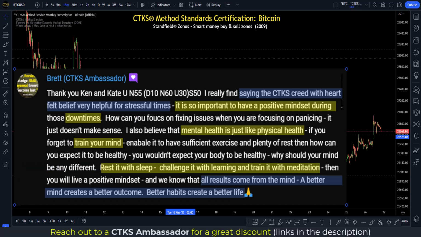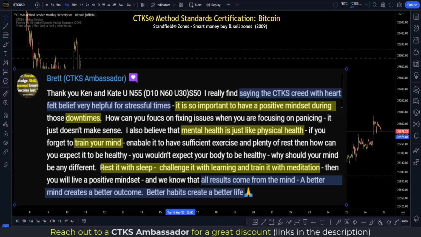We created the CTKS Creed because it's all about informing you that there is a better world out there. If you feel the world is against you, it is not against you. The world is 100% neutral. The world will always reward what you put into it. If you put in negativity, you will be rewarded with more negativity. If you put positivity out, you will be rewarded with positivity.